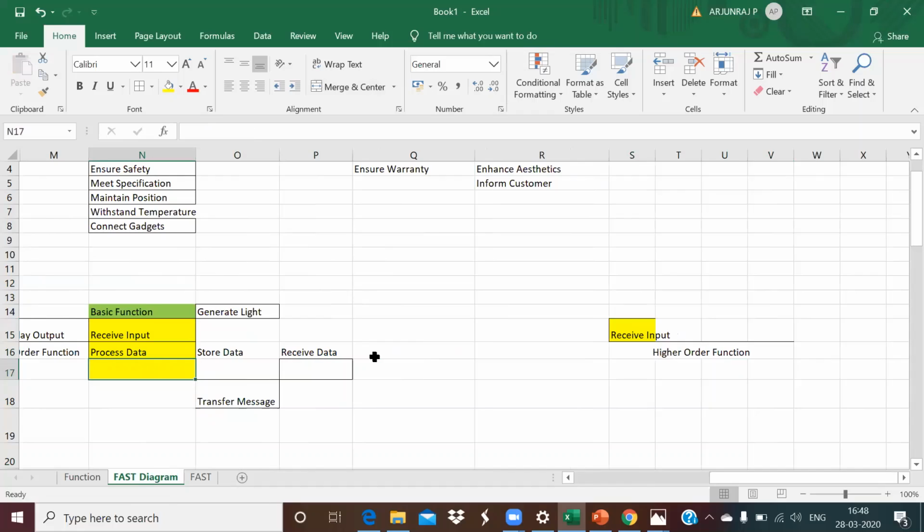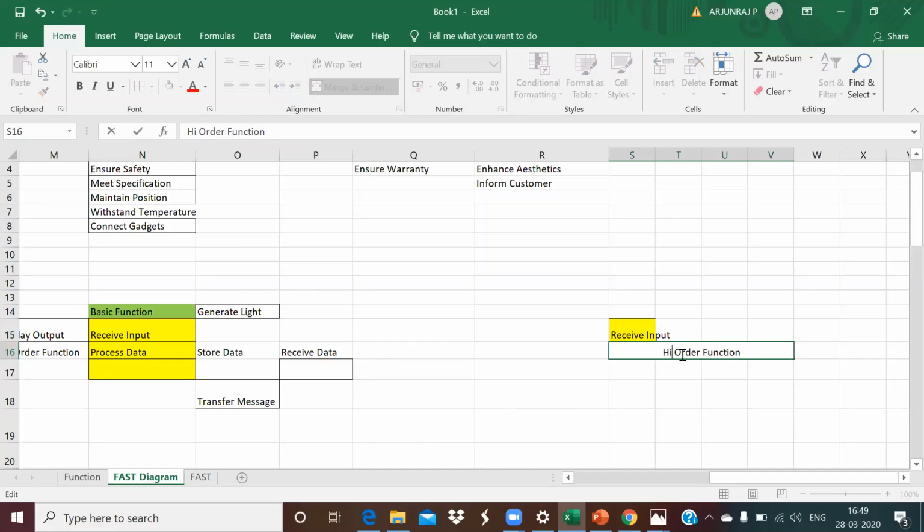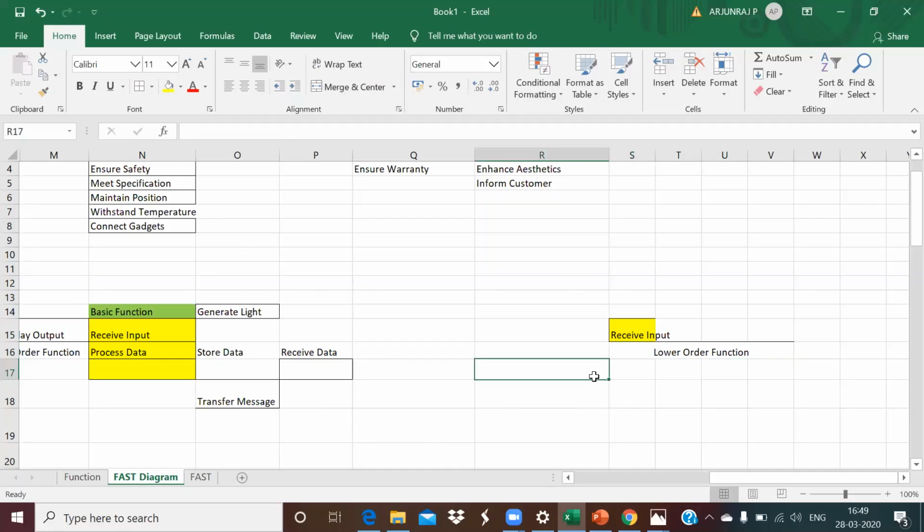No, but transferring power is a lower order function, because normally when you switch on the power, the power gets transferred. Yeah, actually, you are right. But if you consider the keyboard for the fast diagram, now we are considering the laptop as a whole. So output is the higher order function, input is the lower order function. Processing data is the basic function. How does it get processed? Maybe the critical part in receive input can be an unwanted function. So the functions can be receive power, because that is the lower function. Without power you cannot get anything. Receive input is the lower order function, and energy or power will be our function.